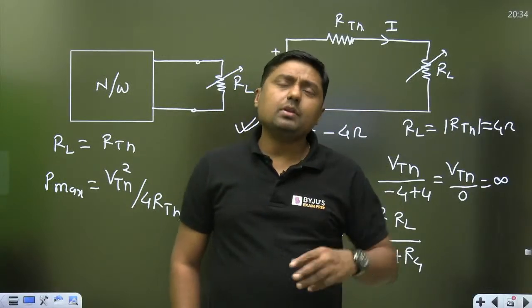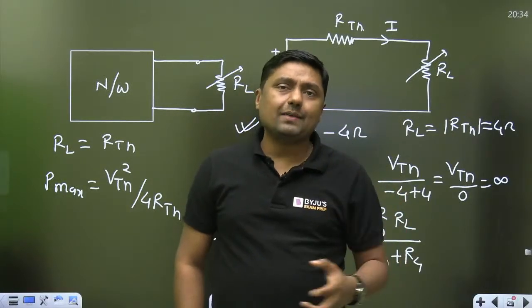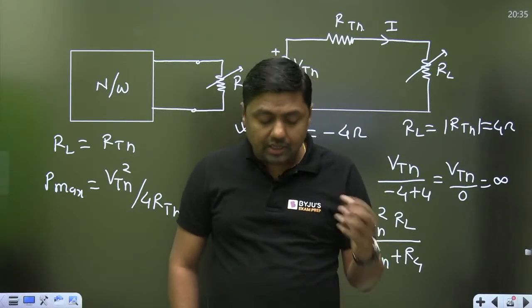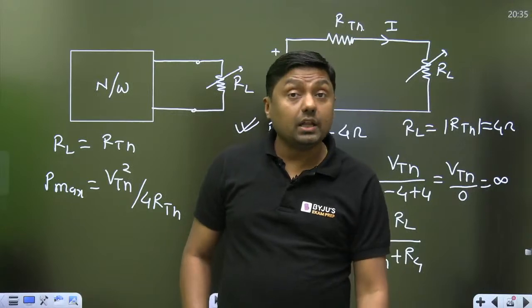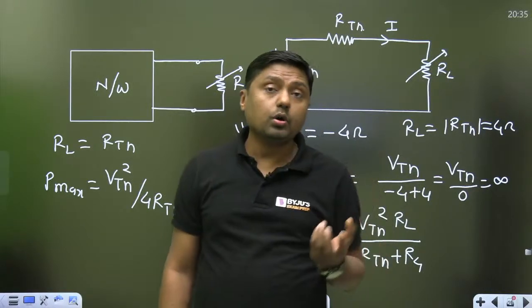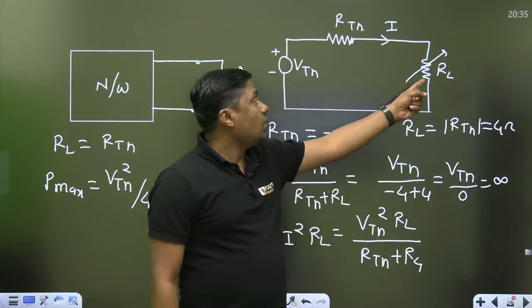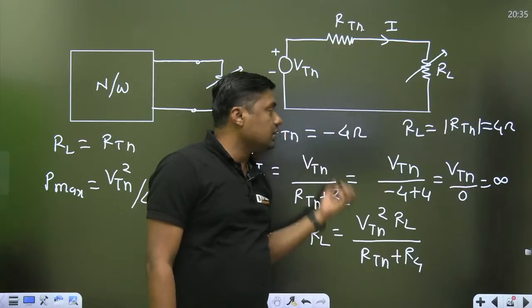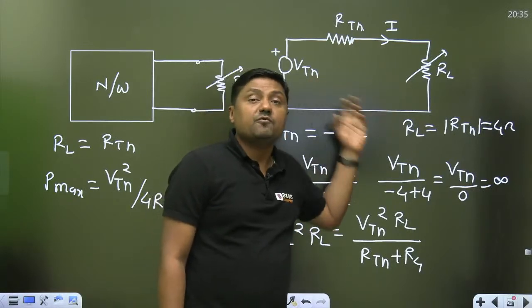Very simple concept. Use the concept in any numerical. If you are getting a negative value, don't worry. If RTH is negative, then RL should be what? A positive value, because it is a passive element. This RL is a load, a passive element. So RL should be equal to mod of RTH. In that case, current will be infinite. Power given to the RL will be infinite.